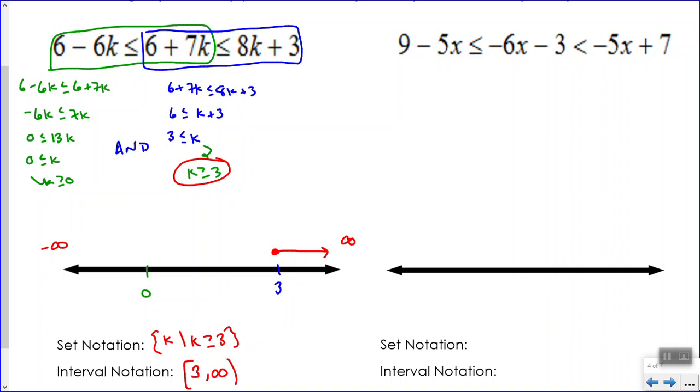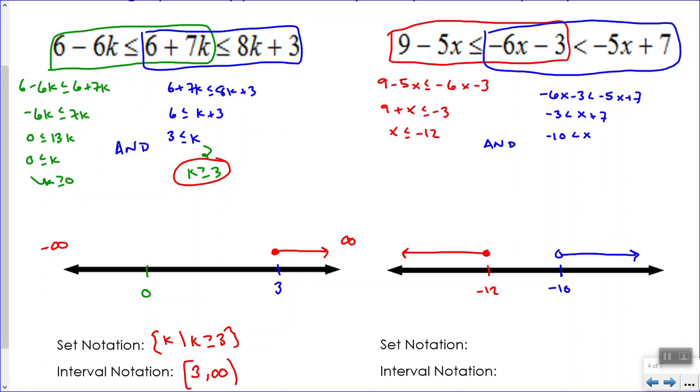Pause the video and take a stab at the one on the right. Alright, so we start off by solving the inequality on the left in red, and we get x is less than or equal to negative 12. So for our graph, we have a closed circle at negative 12. We want everything less than that off to the left. And we solve the inequality on the right in blue. We get x is greater than negative 10. So we have the open circle at negative 10, and we take everything off to the right.